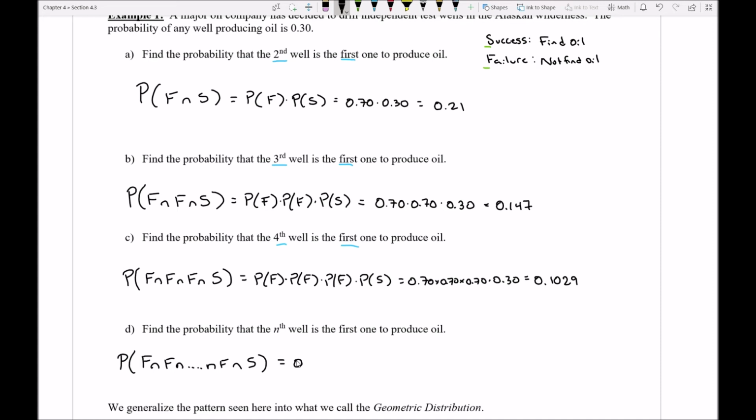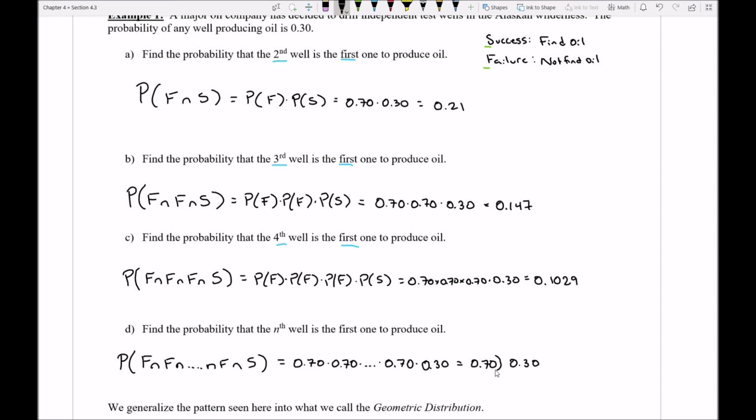Well, that would really mean that I'm going to have a bunch of 0.70s multiplied in a row. I'm not really sure how many, but a whole bunch of them. And then I would end with my 0.30. So if someone was able to tell me ultimately what well they want to be the first one to produce oil, I could easily tell you how many 0.70s would be in the calculation. Because I would know that if 0.30 is over here at the end, and if this is, say, well number 10, then there should be 9 wells before it. If this is supposed to be well number 50, there should be 49 wells before it. If this is well number n, then there should be n minus 1 wells before it.